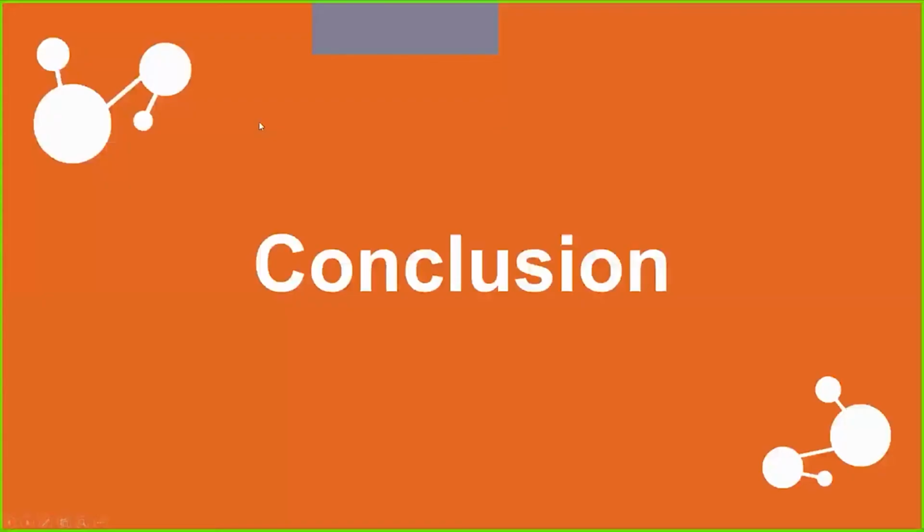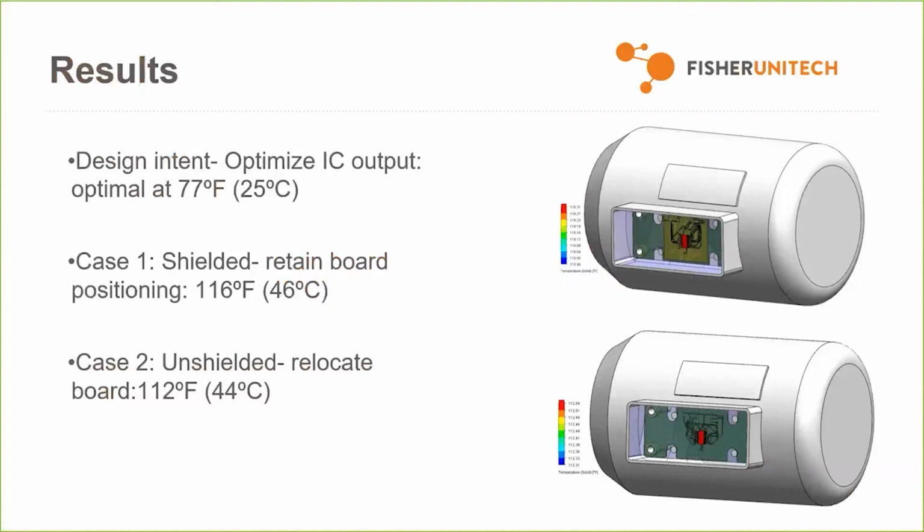Thanks. All right, so in conclusion here, what we've seen is our design intent was we needed that IC to perform optimally. And by the data sheet, that actually performs optimally at 25 degrees C. And between our two cases, what we found is that copper layer is actually sinking heat towards the IC. So not the behavior we want, and our temperature ultimately for that steady state value is going upwards of 45, 46 degrees C.